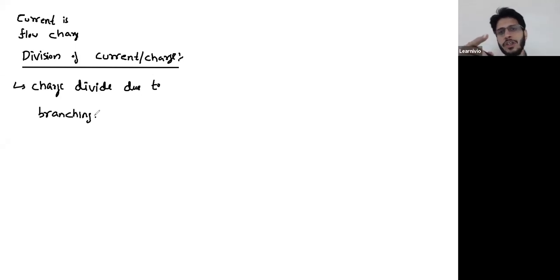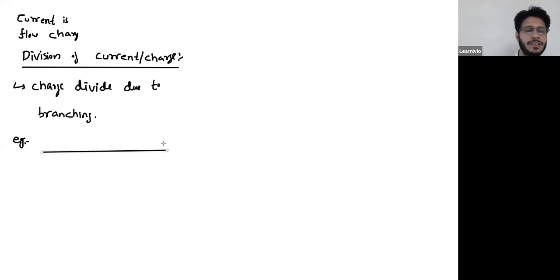Whenever you have branching in your system, the charge divides. For example, so you have a straight wire. There is no branching in this wire. So if a charge Q passes through this point, the same charge will pass through this point. So charge will not divide. Charge does not divide.